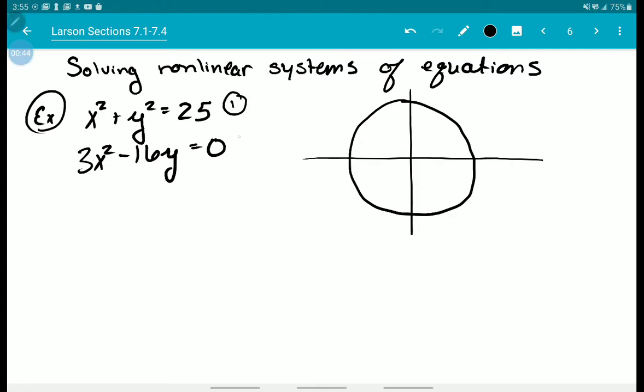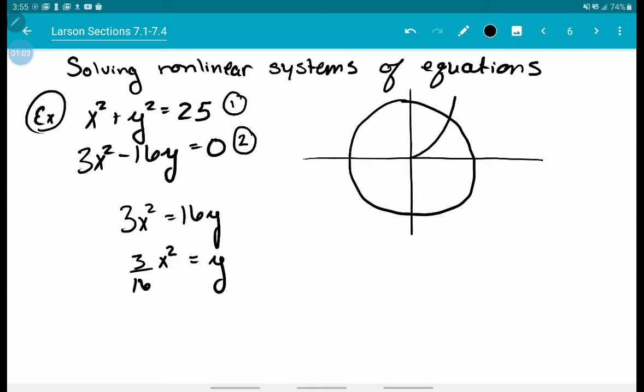So there's equation 1. Equation 2, if we were to solve that equation for y, and let's go ahead and do that, we see that that is the equation of a quadratic, and it's going to open up. So it's going to look like that. If we take that circle and we put that quadratic on top, we see that there are two intersection points. Our goal is to find that intersection.